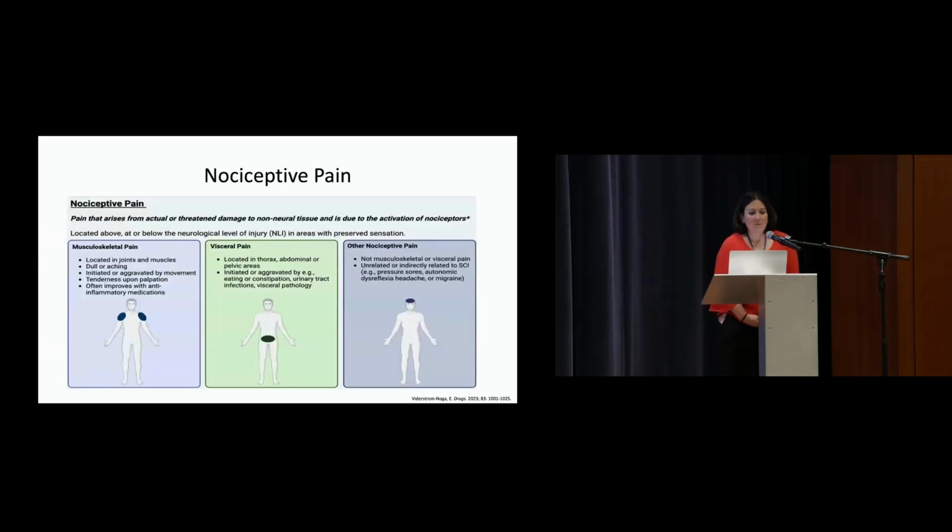So thinking about nociceptive pain, when we're thinking about musculoskeletal pain in these patients, it can be located above, at, or below the neurological level of injury, usually in areas with preserved sensation. For musculoskeletal pain, it's usually located in joints and muscles, described as dull or aching, can be aggravated by movement, usually is tender upon palpation, and is often improved with anti-inflammatory medications.